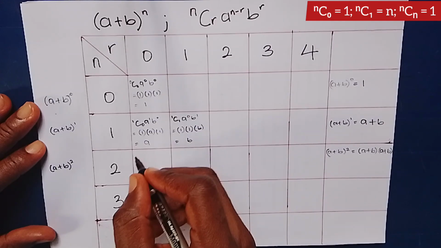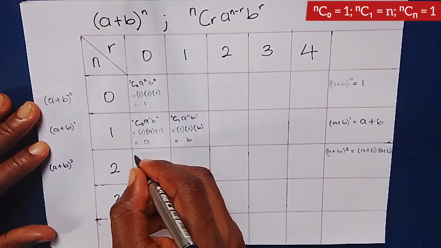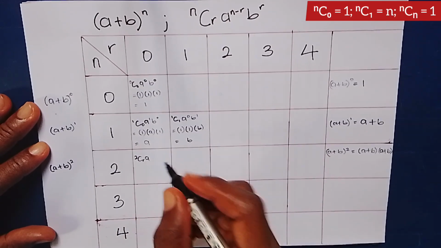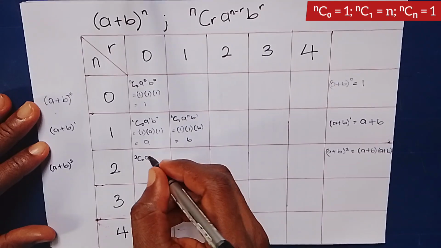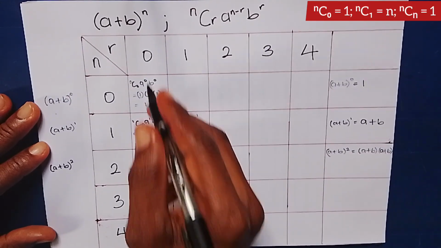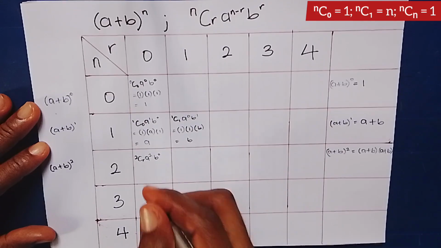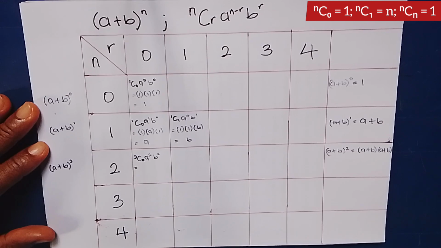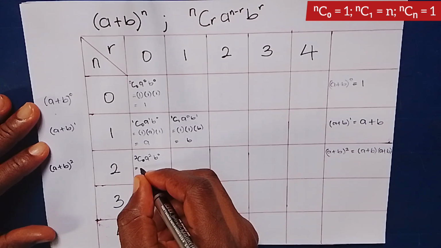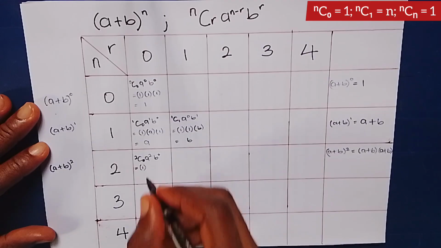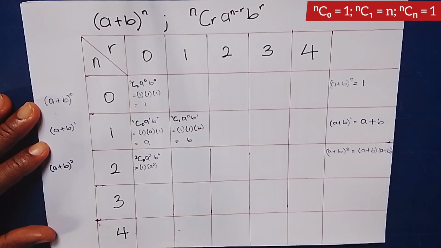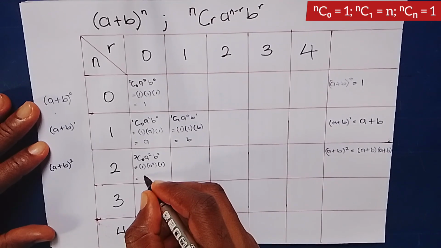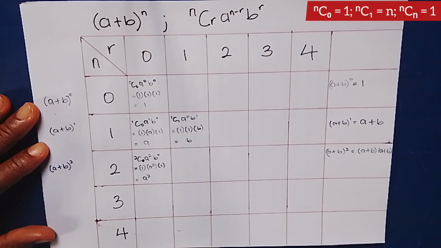Let's prove that here. So our n is 2. Our r in this case is 0. n combination r, a raised to the power n minus r, 2 minus 0 is 2. b raised to the power r, our r is 0. So 2 combination 0. Anything combination 0 is always equal to 1. a squared and b raised to the power 0 is 1. So we have here that the first term is equal to a squared. That's 1 times a squared times 1.